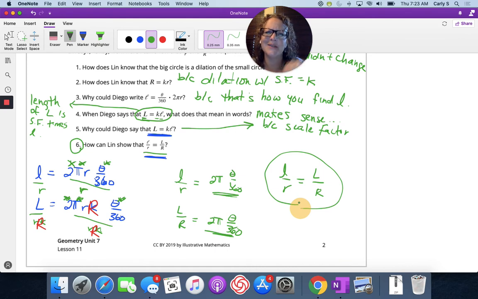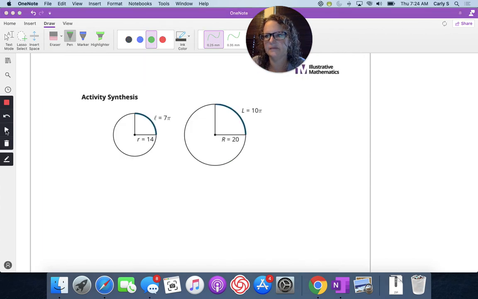All right, so what are we doing with this? Well, first of all, it was a great review on algebra, and we are going to do something with this, okay? All right, let's use what we just learned, which is L over R equals L over R.